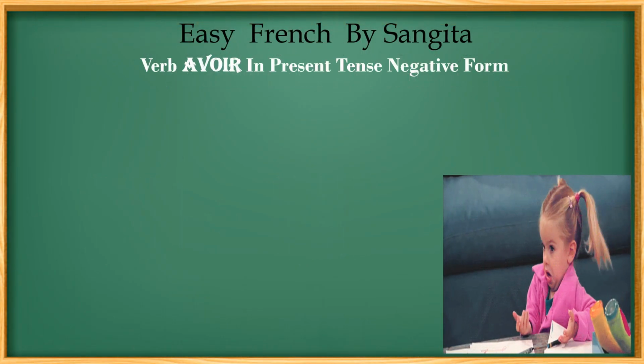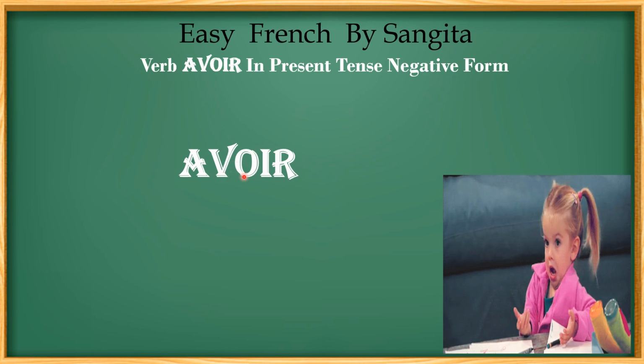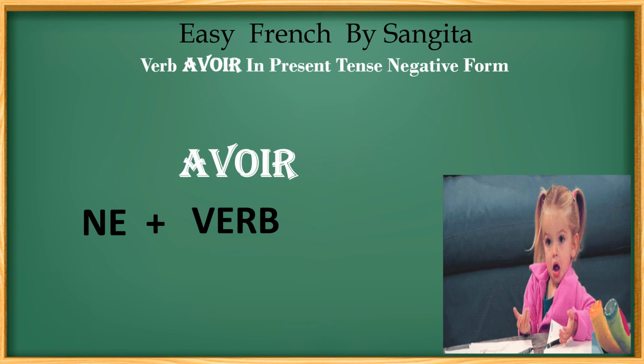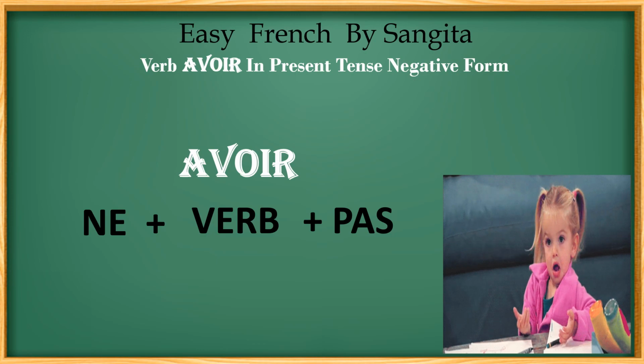So today we are going to learn verb avoir in the negative form. Now verb avoir means to have. This is the infinitive, so we are not going to use the infinitive. We are going to use the verb in the conjugated form, add ne and pas on either side of the verb, and then it becomes negative. So let's see how we are going to do that.